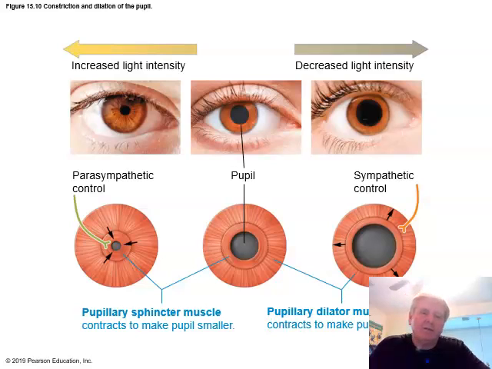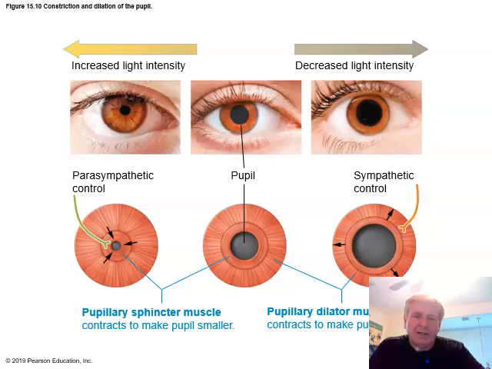Okay, so if you increase your light intensity, notice that pupil will constrict in size. Or if the parasympathetic system is activated, that will also cause the pupil to constrict. So the autonomic nervous system can regulate the size of the pupil. Whereas when you decrease light intensity, like when you go from a light situation to a room in the dark, that will cause your pupil to dilate.